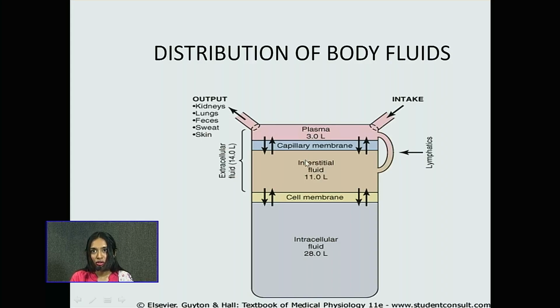So extracellular fluid has two components in it: the upper one is the plasma and the lower one is the interstitial fluid, and they are separated by a membrane known as the capillary membrane. Plasma has 3.0 liters and the interstitial fluid has 11 liters. So these are the two compartments, the extracellular fluid and the intracellular fluid.